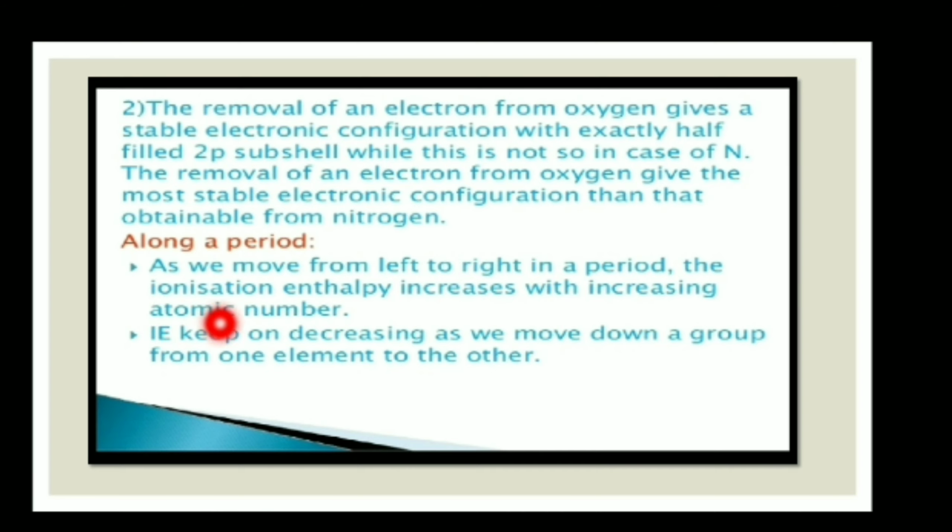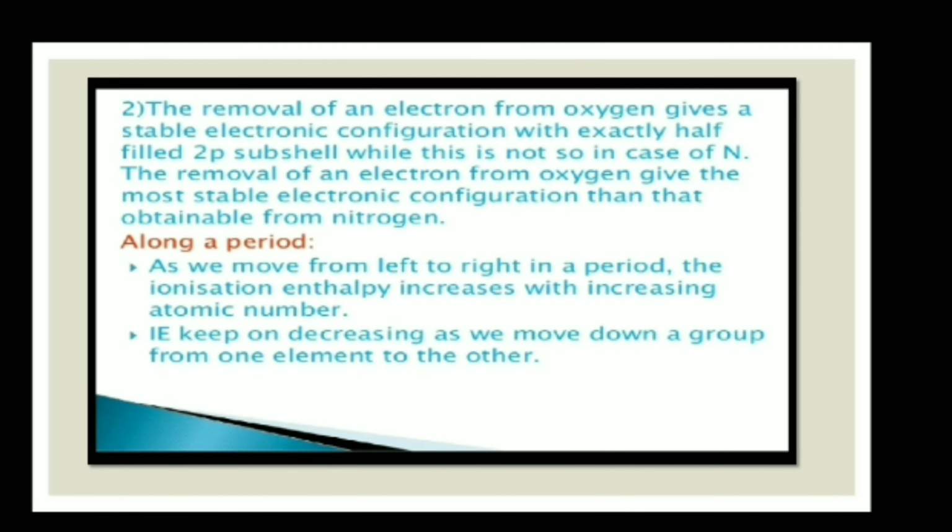Ionization enthalpy keeps on decreasing as we move down a group from one element to the other because from top to bottom atomic number increases, then the number of shells is added, and the distance between the nucleus and the outermost shell becomes more. So the outer electrons are not tightly held by the nucleus. In order to remove the outermost electron, a lesser amount of energy is needed. So top to bottom, ionization enthalpy decreases.